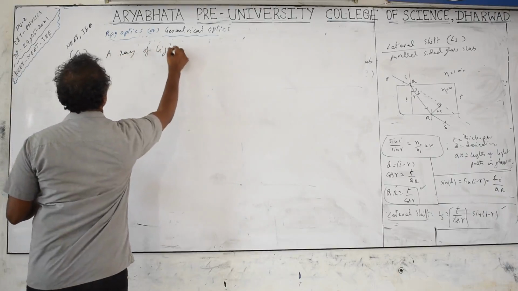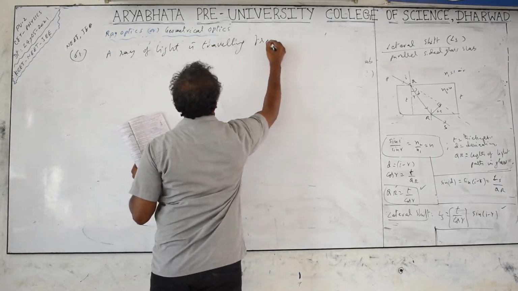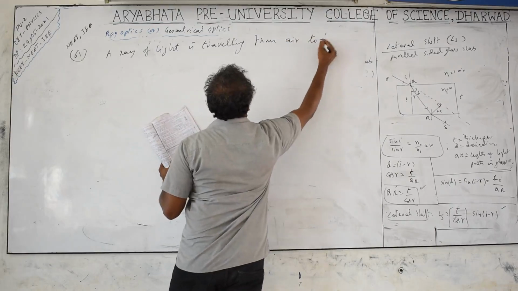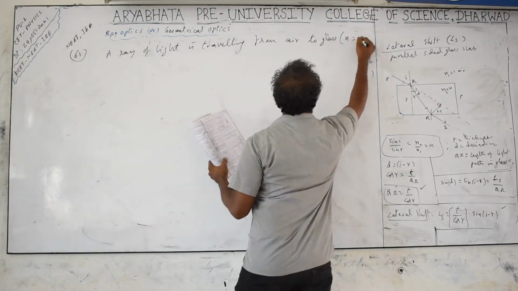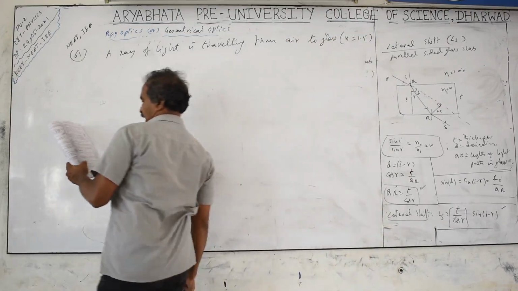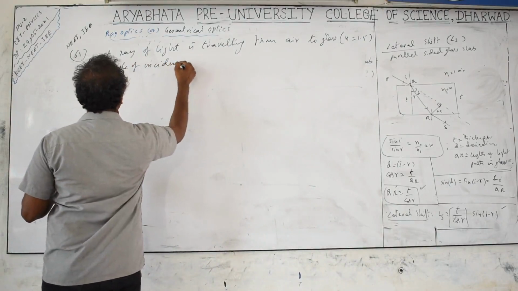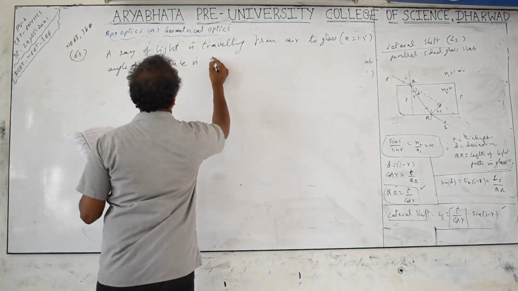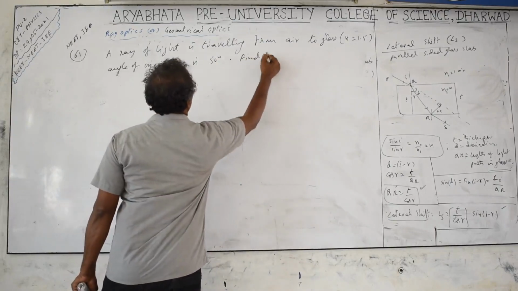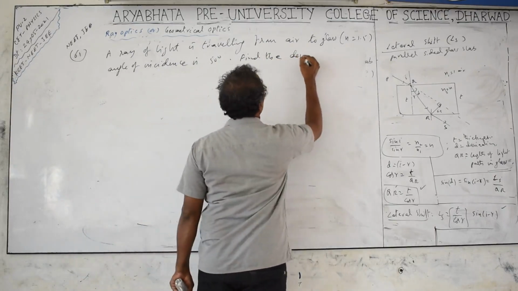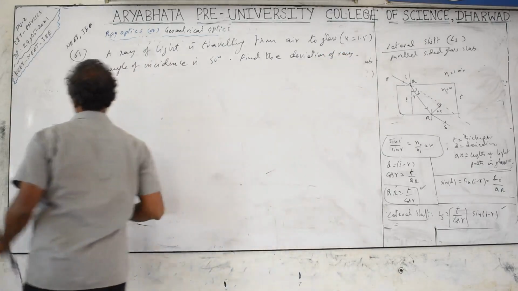A ray of light is traveling from air to glass of refractive index 1.5. The angle of incidence is 50 degrees. Find the deviation of the ray. They asked in terms of the symbols only. Just a remanipulation of the existing equations you need to consider.